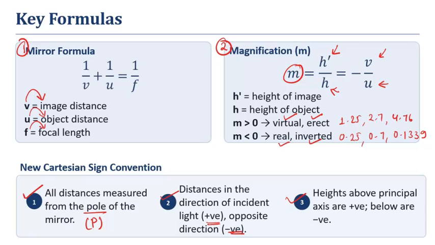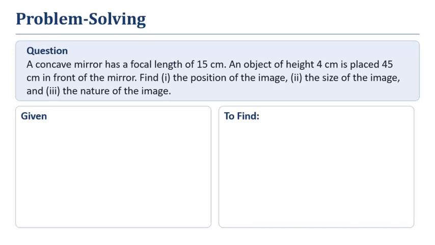Now let's take one numerical. Now let's solve this numerical. Let's write what we have been given first. See, for concave mirror, we have a concave mirror, a reflecting surface curved inward. This is the principal axis. On the principal axis, we have pole, focus, and center of curvature.